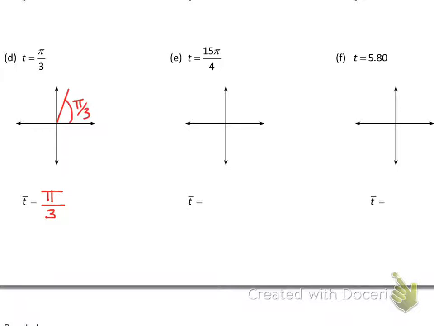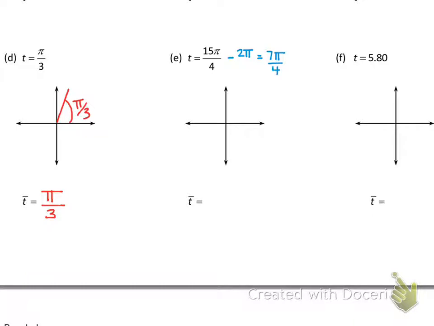Okay, so 15 pi over 4 is going to be greater than 2 pi. Now, we still need to be able to graph 15 pi over 4. So what I'm going to do first is figure out my terminal value. So I'm going to do 15 pi over 4, and I am going to subtract 2 pi from it in hopes that I can find a value that is in between 0 and 2 pi. So when I do that, I get 7 pi over 4.